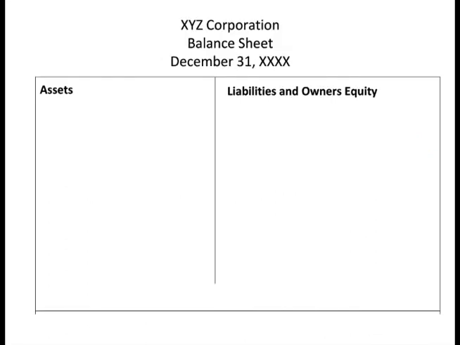There are two sides of the balance sheet. One side shows the assets that the company controls. The other side shows whether those assets are funded by liabilities or funded by owner's equity.